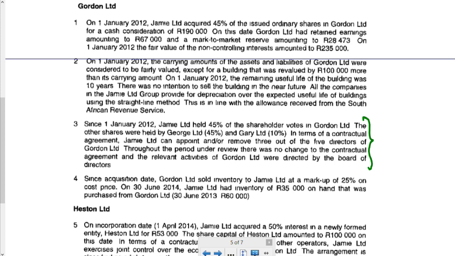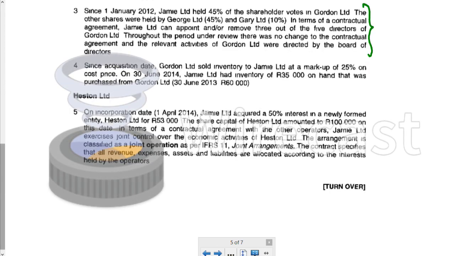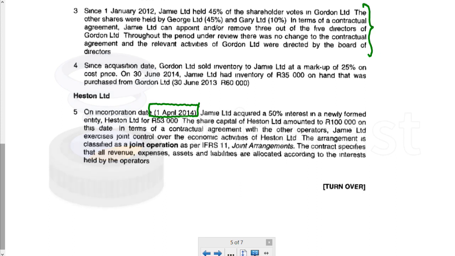For part B, they say assume you then have control. Then for Heston, we acquired a 50% share in Heston. It looks like it's in the current year. Is our year end also December there? June 14. Okay, so June 14, April, May, June, 3 months. This one we've only had for 3 months. We acquired a 50% interest in a new entity. It is a joint operation, yeah, as I thought.